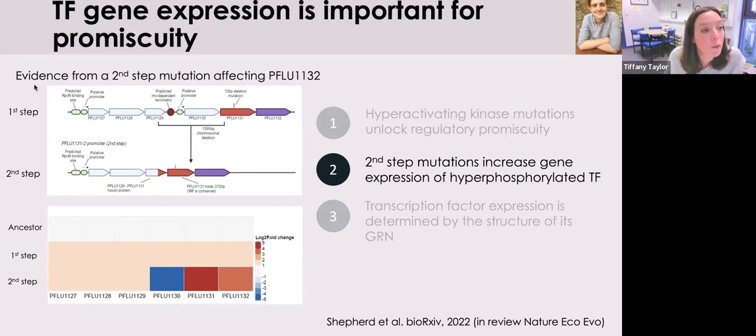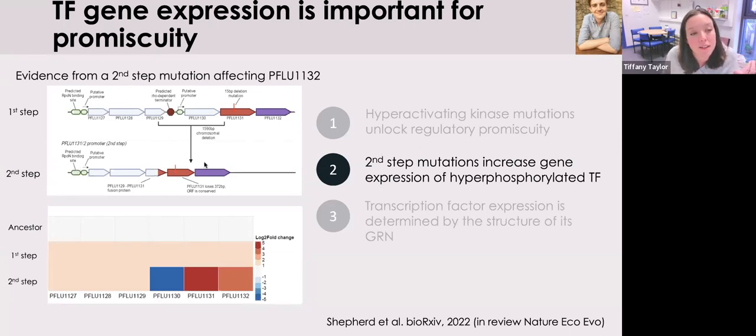And there was a nice example from one of the mutants, which was a promoter capture event. So this is this first step mutation, where you see this mutation in PFLU1131 that leads to hyperphosphorylation of 1132. And then the second step is a 1.5 kb deletion immediately upstream of this mutation that removes a rho-dependent terminator and sticks 1131 and 1132 under control of a predicted RpoN or sigma 54 dependent binding site.